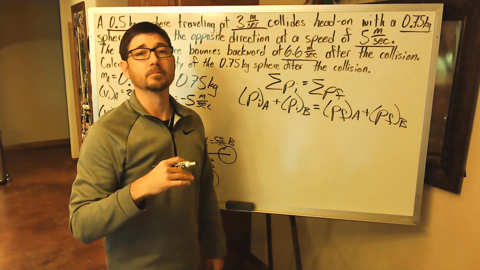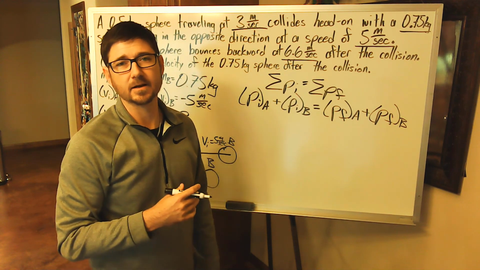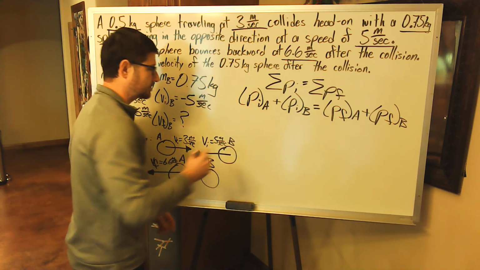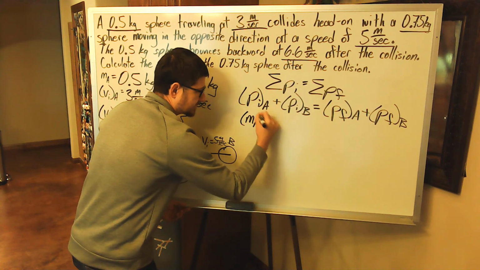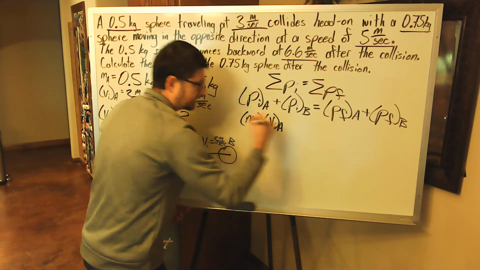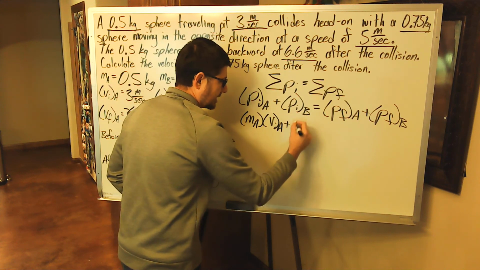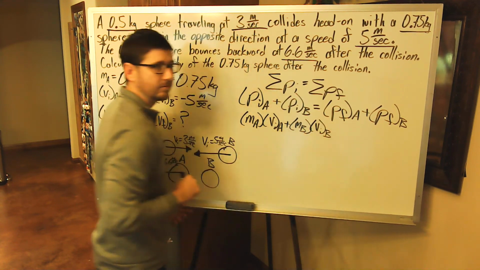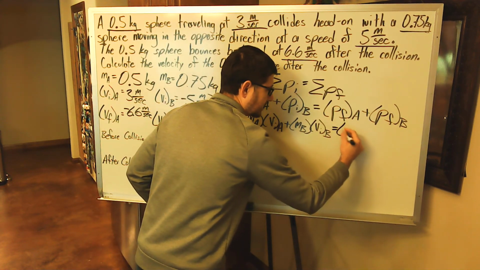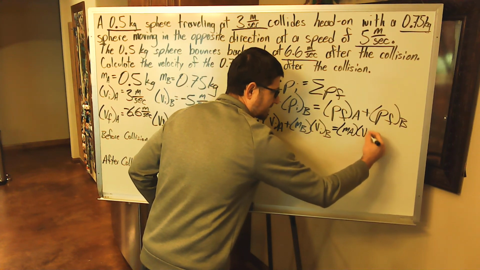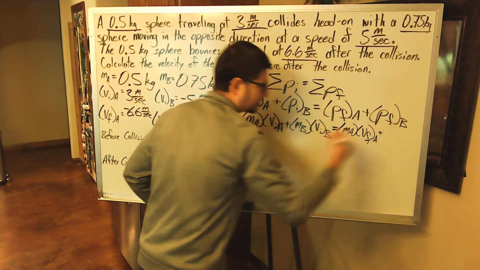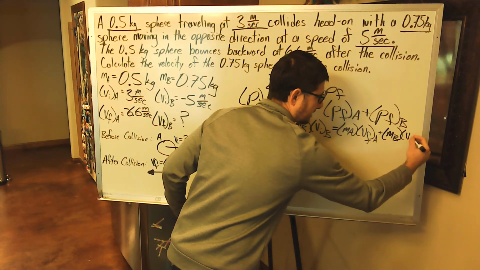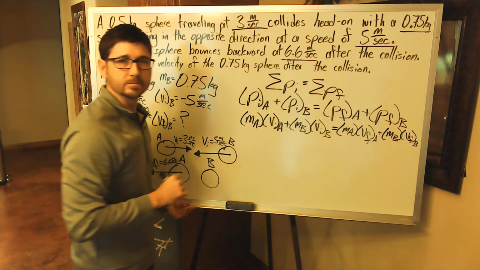Now we know that momentum is the product of an object's mass and velocity. So momentum for object A is going to be mass of A multiplied by the initial velocity of object A plus the mass of B multiplied by the initial velocity of object B equals the mass of object A multiplied by the final velocity of object A plus the mass of B times the final velocity of object B.